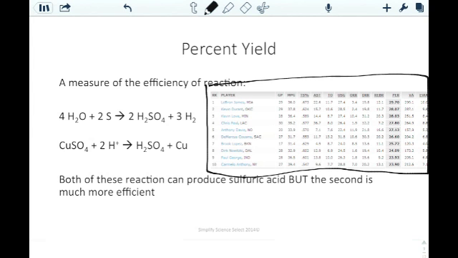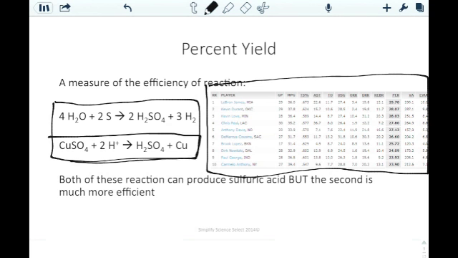But when we're looking at this, we have two different reactions. We need to be able to do the same thing. Which reaction is going to be more efficient? Now, both of these reactions can produce sulfuric acid, but the second one is more efficient. So the second one is more likely to produce sulfuric acid more efficiently, and we're able to get more of our product, okay, closer to that 100%. So that is where percent yield comes into play. Percent yield gives us that quantitative value that we can actually say, hey, this reaction is more efficient because it has a greater percent yield.